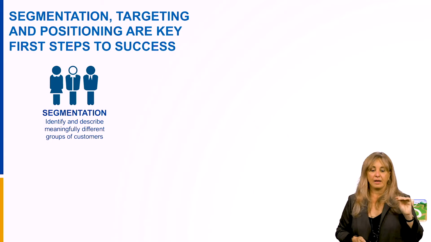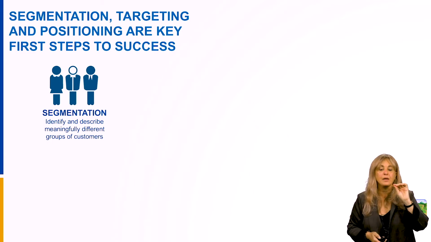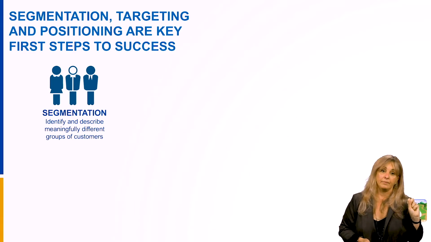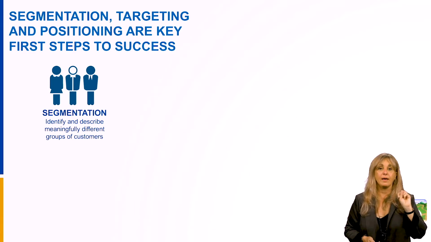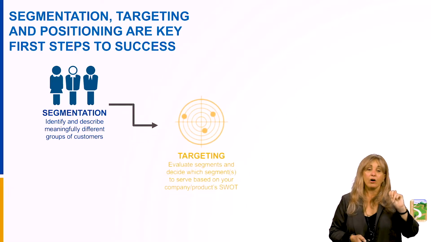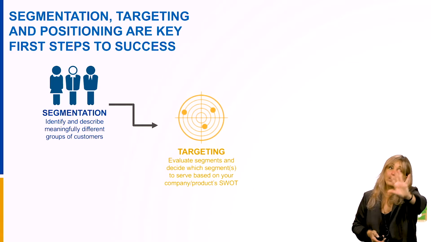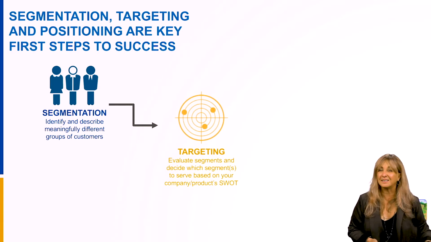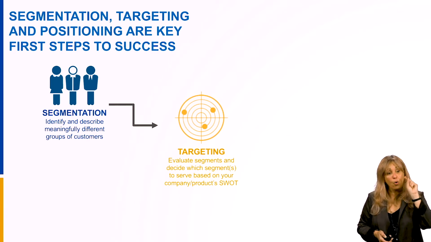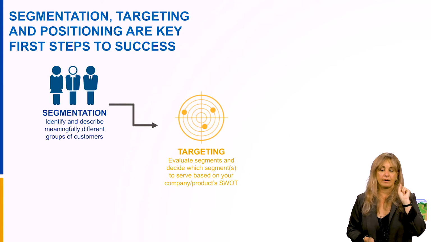So segmentation: identify and describe meaningfully different groups of customers. So you start there. For example, I have a bakery in Miami. What part of Miami? What is the neighborhood? Yeah, for a startup, so very specific, and we will look at details. Then, the moment I know what is my pool of customers, what is the segment that I'm looking at, now who within that segment I'm going to target.